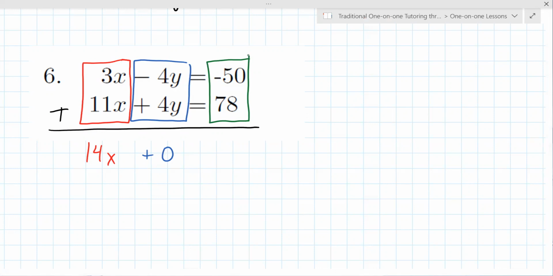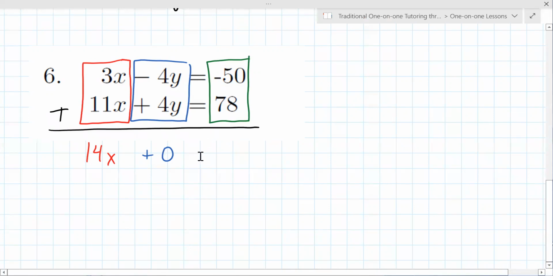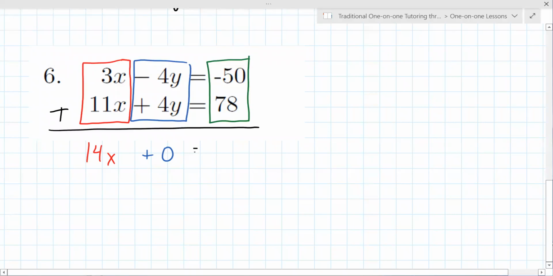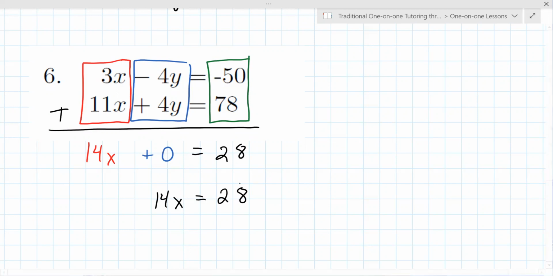Anyways, let me just subtract this right here. Or maybe no, you can't subtract that. You can add them together. Minus 50 plus 78 is positive 28. Good. So 14x equals 28. What do you do to solve for x?